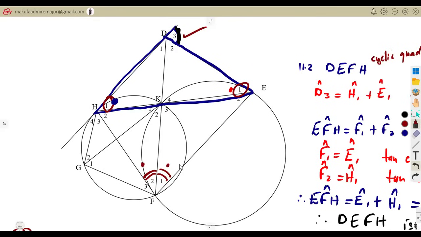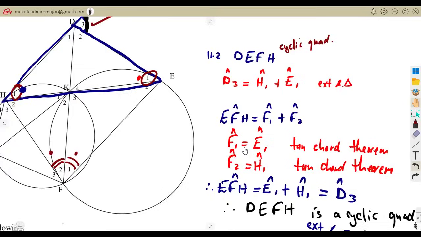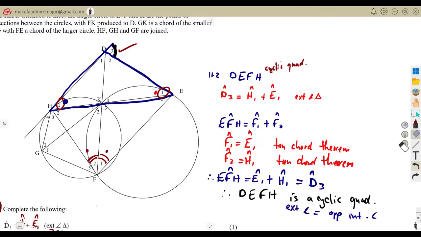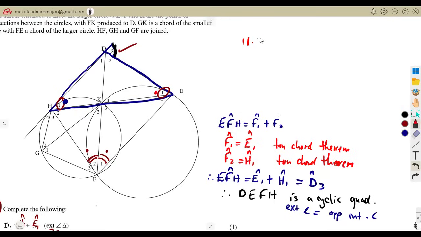So you have to prove that F1 is equal to F2. So how can you prove that F1 is equal to F2? That is what you need to prove now on this question. Remember the bisector, guys. A bisector divides the angle into two equal parts. So if we can prove that these two are equal, guys, we are done.